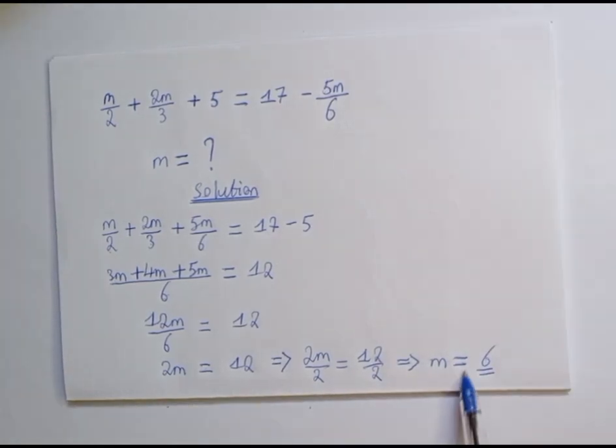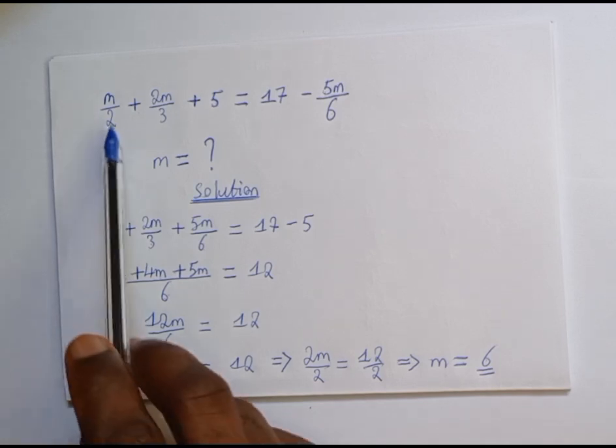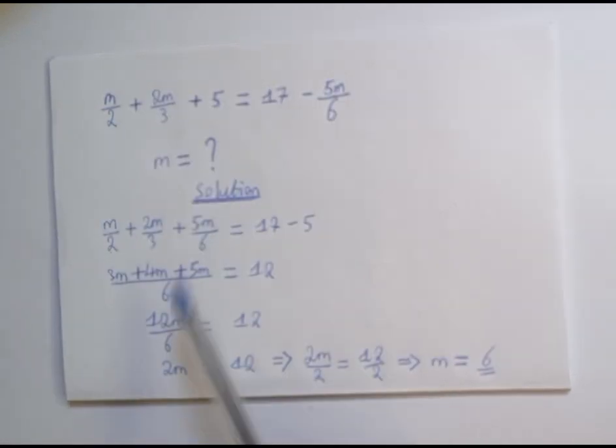It simply means if we replace m with 6 in this equation, the left hand side will be equal to the right hand side. We are done with the solution of the question.